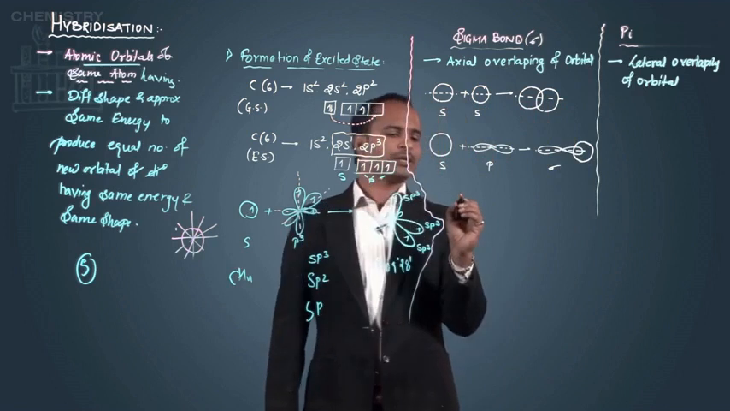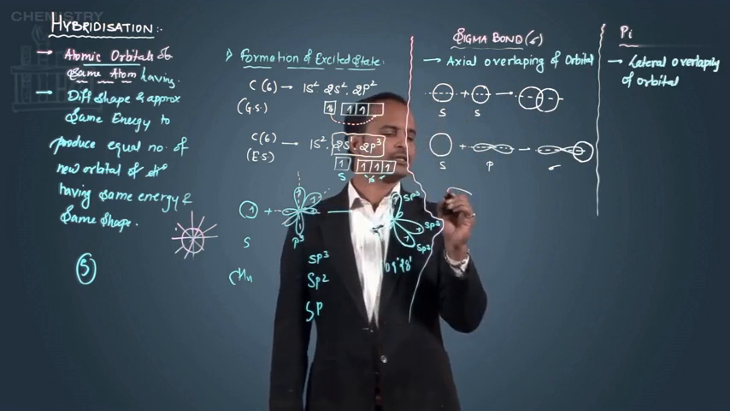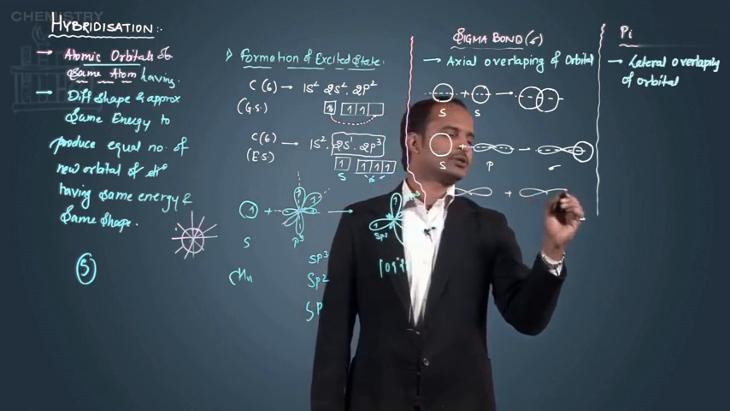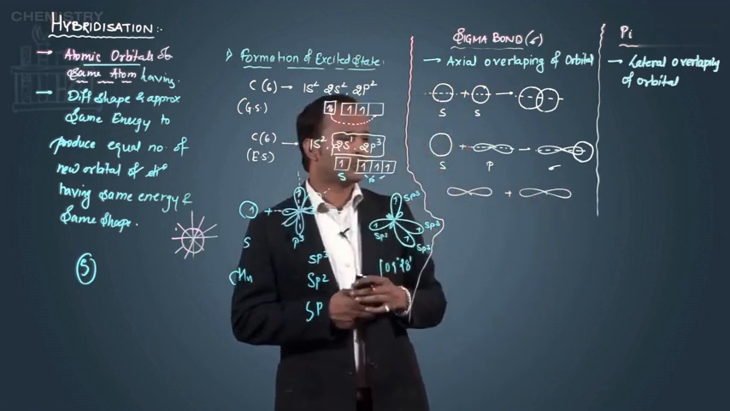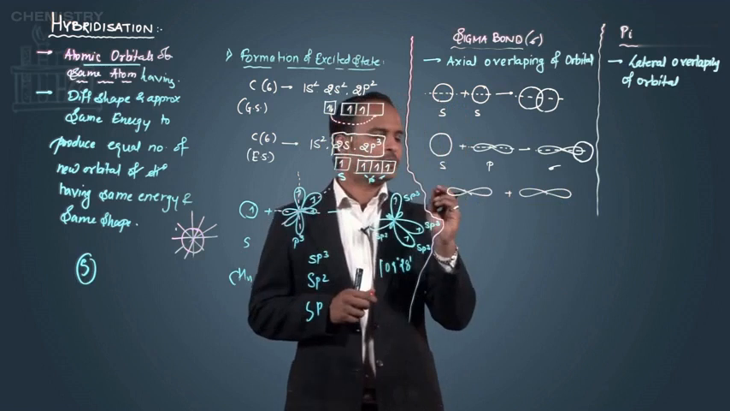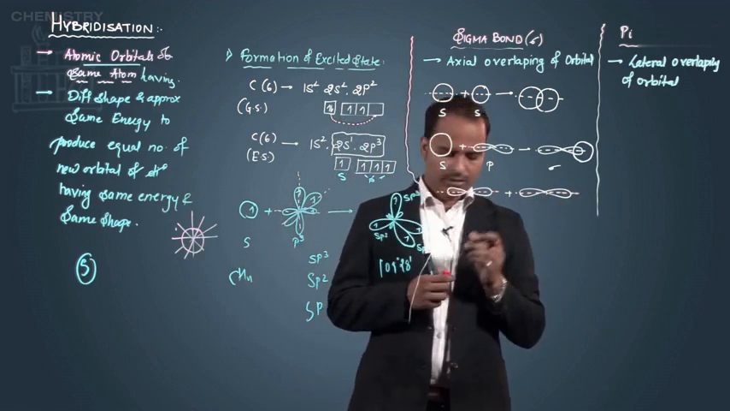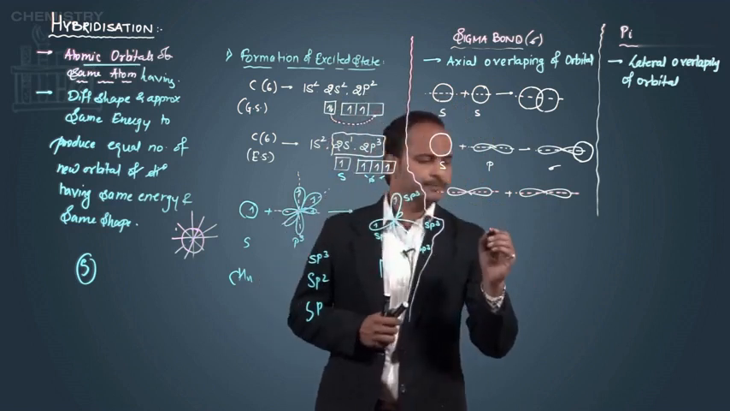Now if two p orbitals are overlapping, like this is the first p orbital and this is the second p orbital, the possibility is whether they are overlapping on the axis or not. This is the axis for this p orbital, this is the axis for this p orbital. Now they are overlapping.